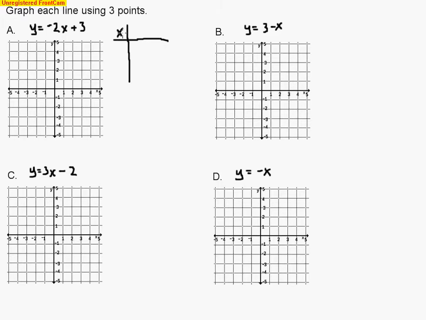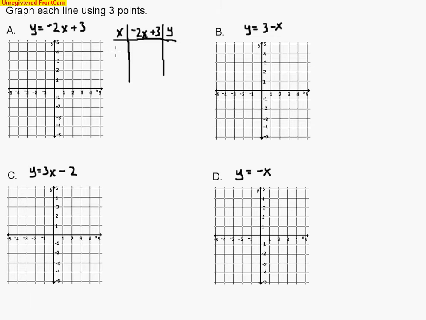So we're going to input some numbers in for x, and then we're going to use the rule that y equals. Here the rule is negative 2x plus 3. And then once we use that rule, we're going to get what we call outputs, or y values. So we're going to be selective.